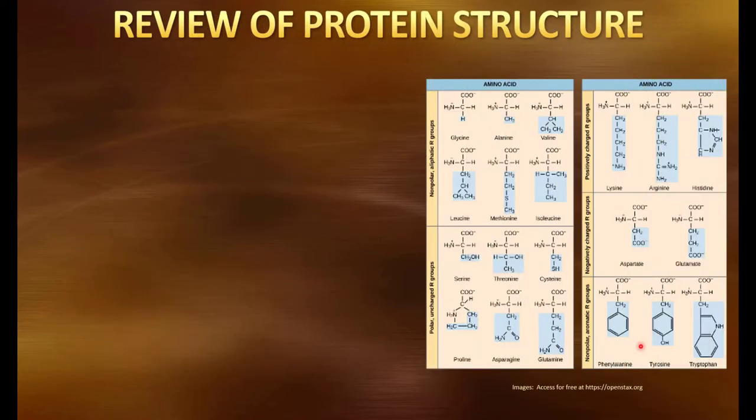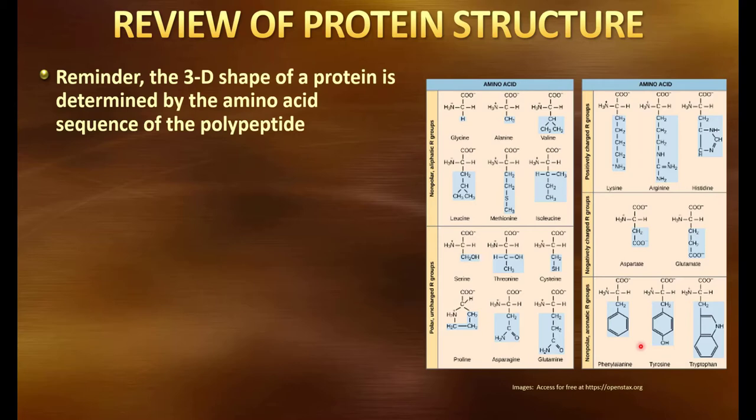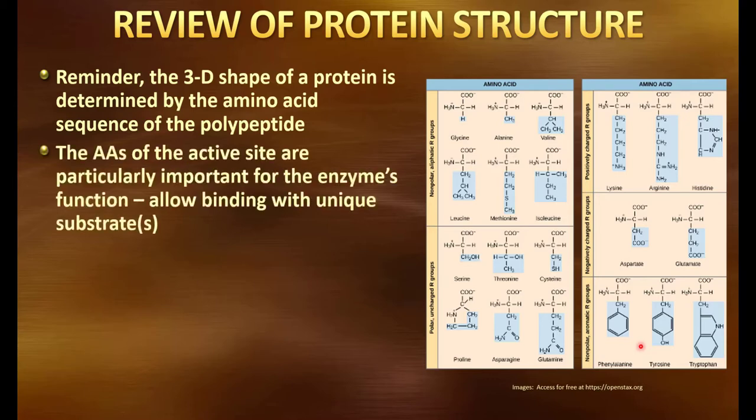Recall that proteins are made up of amino acids, and the three-dimensional shape of the protein is partly determined by the sequence of those amino acids in that chain. The amino acids of the active site are particularly important for the way that the enzyme functions, because these amino acids can provide the right environment. They might provide a proton depending on the type of amino acid. These amino acids will often interact with the substrates or create the right environment for the reaction to occur.